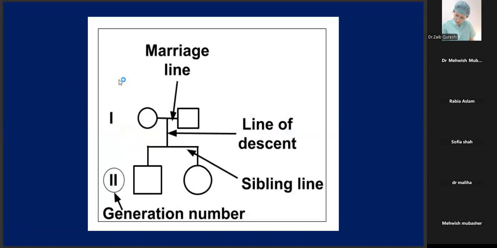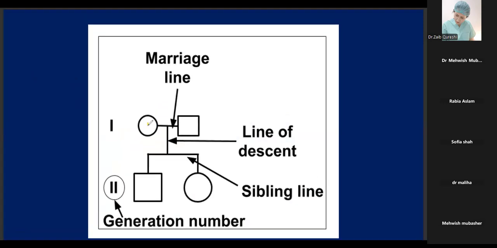Okay. There is another thing that you can see. There is a female, F is for female, and then there is a male. If they are mating, they have written marriage line. It should actually be mating line. We are not concerned about the marriage thing here. If they are mating together, they will be joined together by this line. Then this is the line of descent.